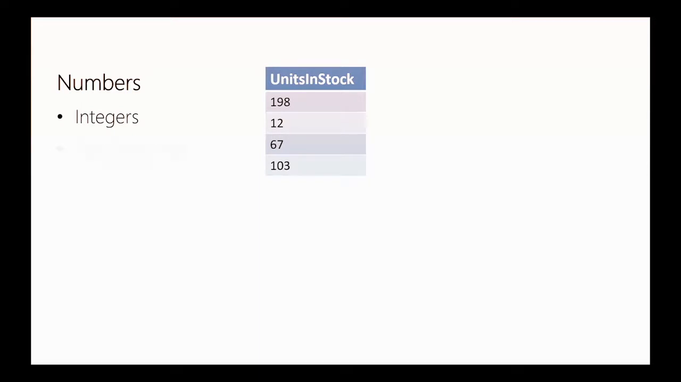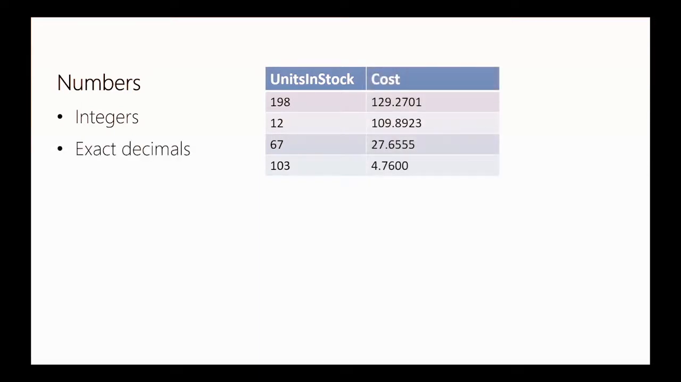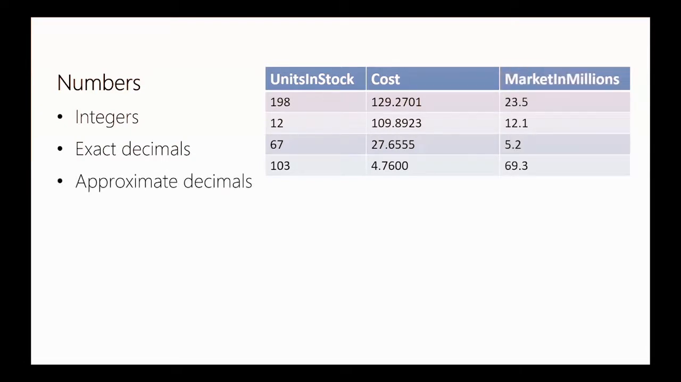Yeah. We can store exact decimals, precise decimals to a specific precision and scale. And we can also store approximate decimals, so floating point decimals, where you might get the odd rounding error depending on how you calculate that. So you've got this option for storing these different types of numbers.